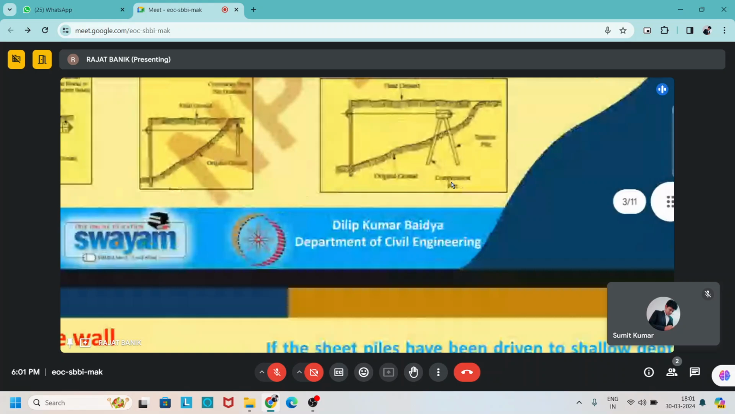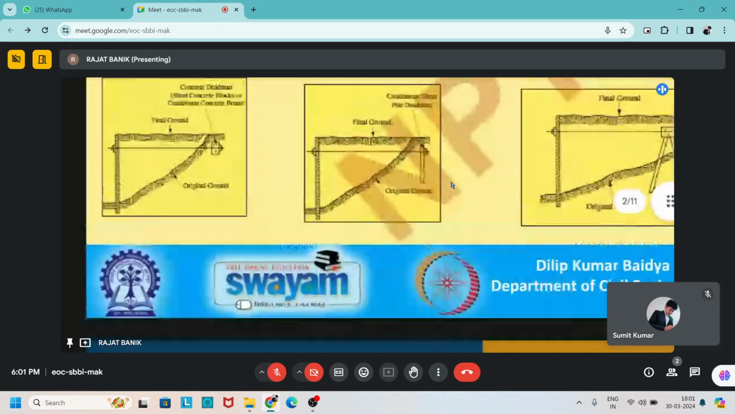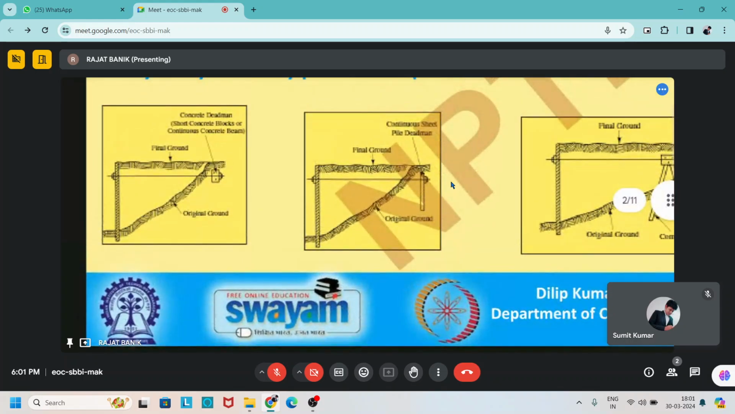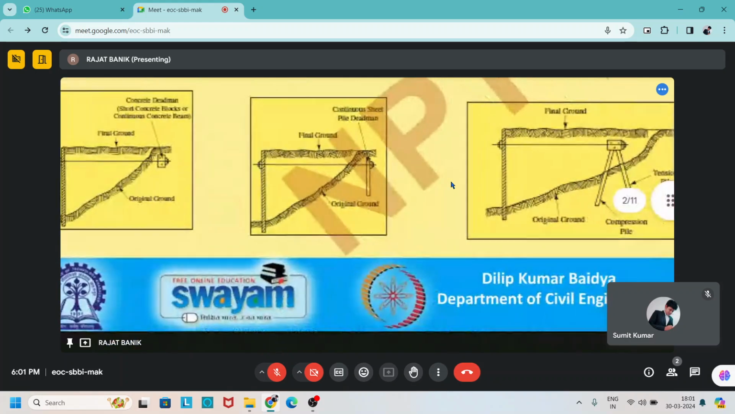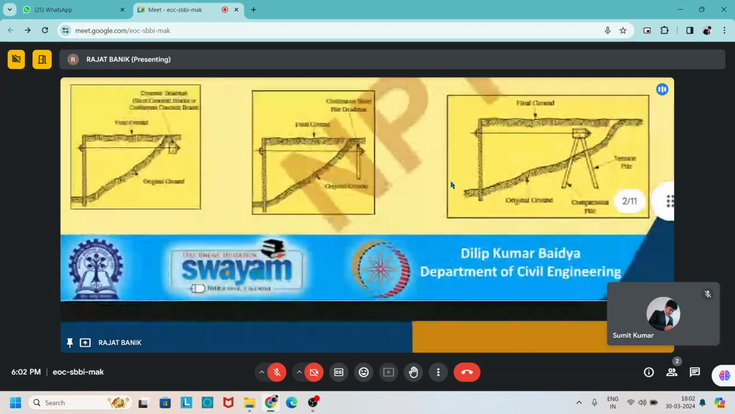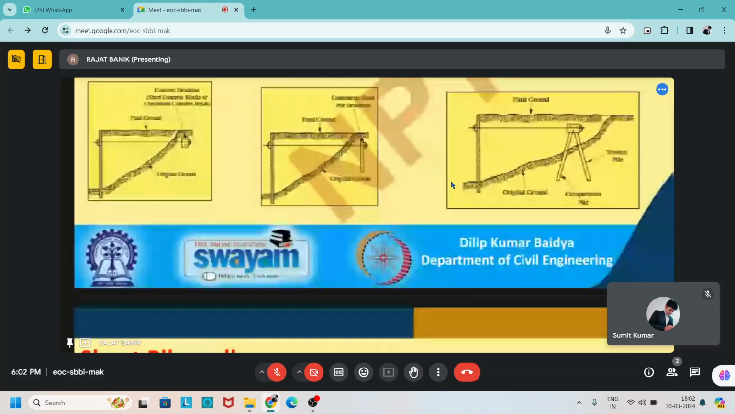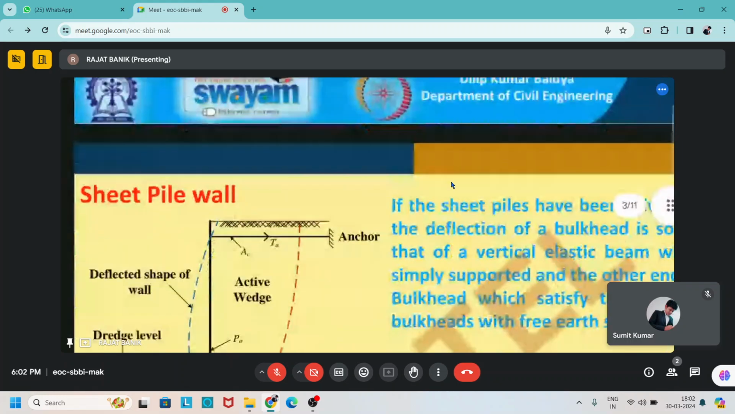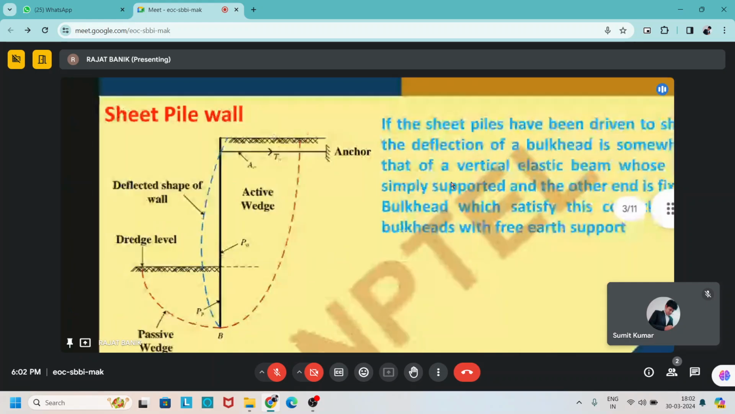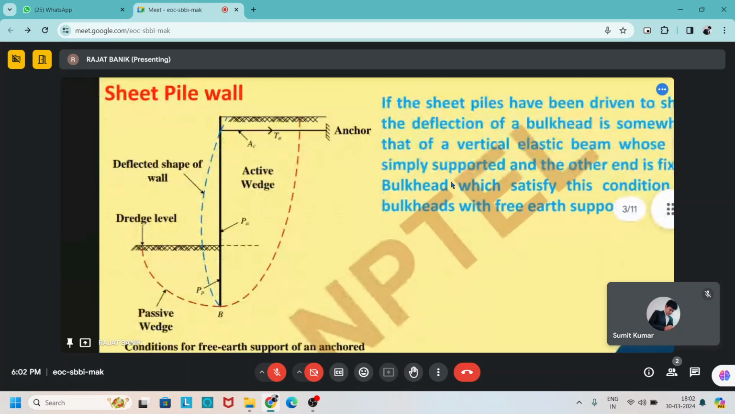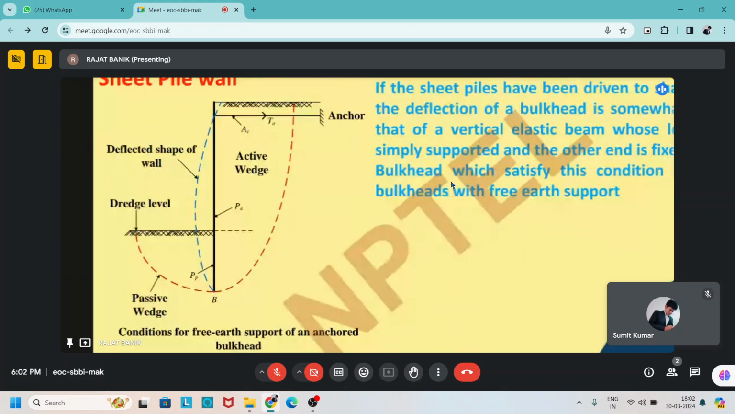So these are the arrangements of different types of anchor bulkheads. You see that there is an original ground and there is a final ground, and we use different types of anchors. Now, the anchor bulkhead sheet pile: these are the working mechanism figures. There are the active wedge, passive wedge, dredge level, deflected shape of the wall, and the anchor.